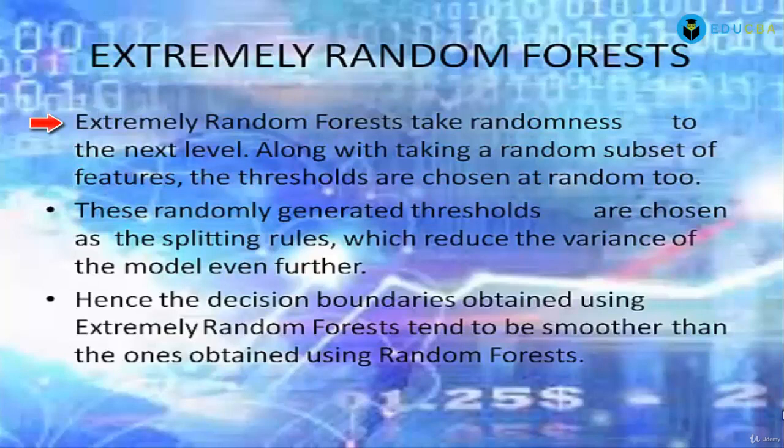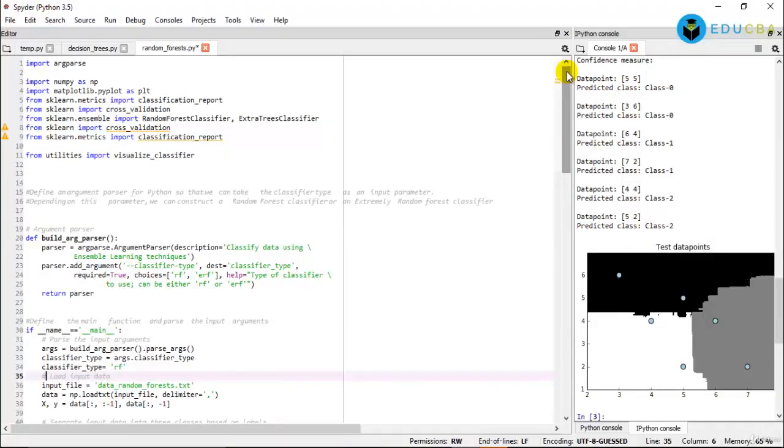Extremely random forests take randomness to the next level. Along with taking a random subset of features, the thresholds are chosen at random too. So in this case, we are choosing thresholds randomly, and that's why our randomness will increase here. These randomly generated thresholds are chosen as the splitting rules, which reduce the variance of the model even further. Hence, the decision boundaries obtained using these forests tend to be smoother than the ones obtained using random forests. So this is the basic difference between random forest and extremely random forest: extremely random forests have smoother boundaries than random forests. Okay, let's see the program to create a random forest.